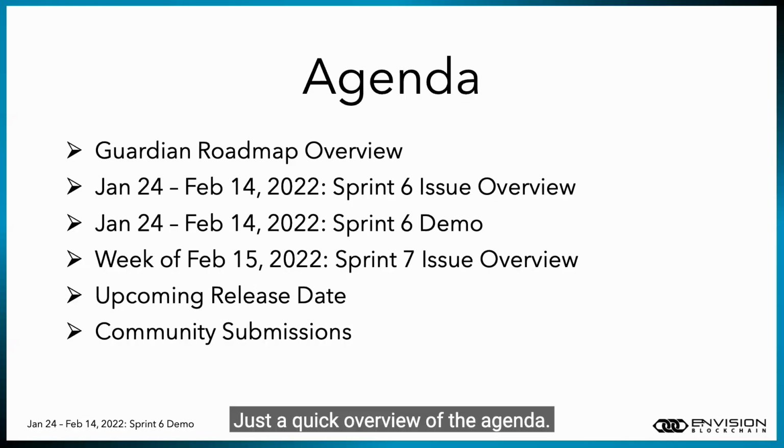Just a quick overview of the agenda. We're going to give you an update on the roadmap. We're also going to be reviewing the issues that we tackled in Sprint 6 that lasted from January 24th through February 14th. We typically have 2-week sprints, but this sprint took an extra week. As you could see, we committed to more story points, as I'll show you in the next part.